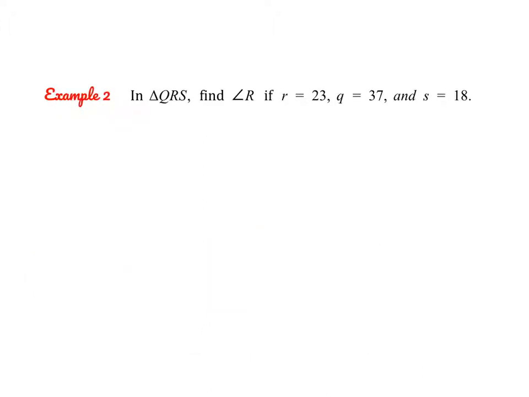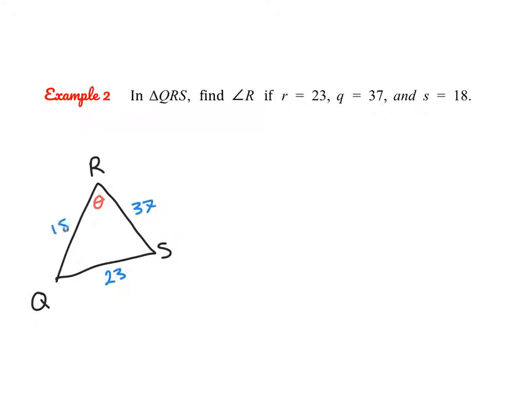Okay, one more example together. Let's start by drawing our triangle. So here we have triangle QRS, and they would like us to find angle R, so I'll call it theta. If side R is 23, side Q is 37, and side S is 18. So we're going to want to work with this because we're trying to find this angle, so we'll start with this side. And notice that this is a side, side, side scenario.